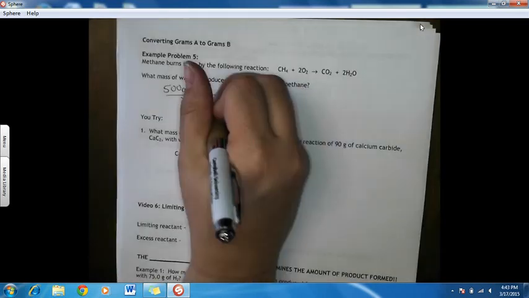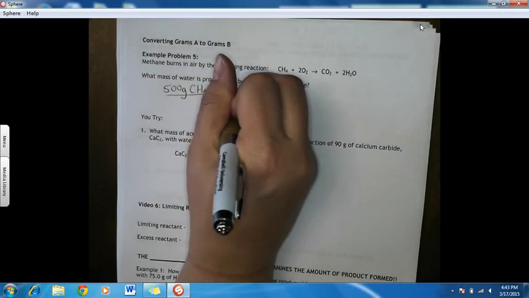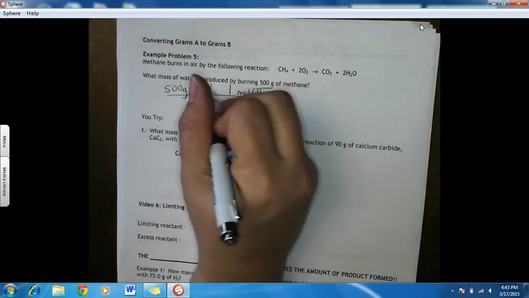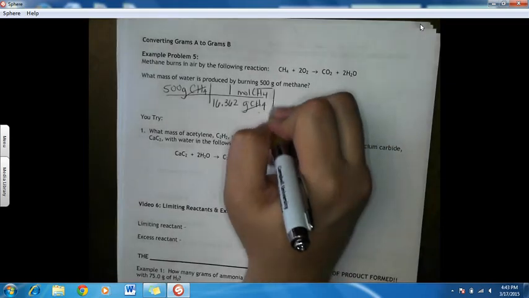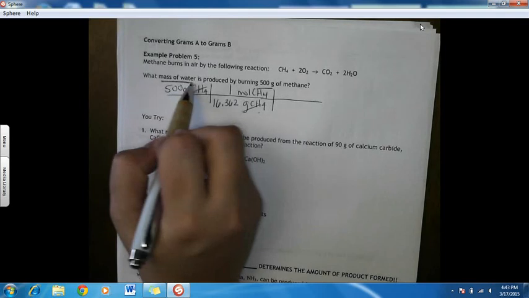Well, there's 12.01 grams for carbon, plus 4 hydrogens. Each of those are 1.008. And so we get a total of 16.362. And so our grams of methane would cancel. That would leave us with moles of methane, but we want the mass of water. So first, we need to get to the moles of water, right?